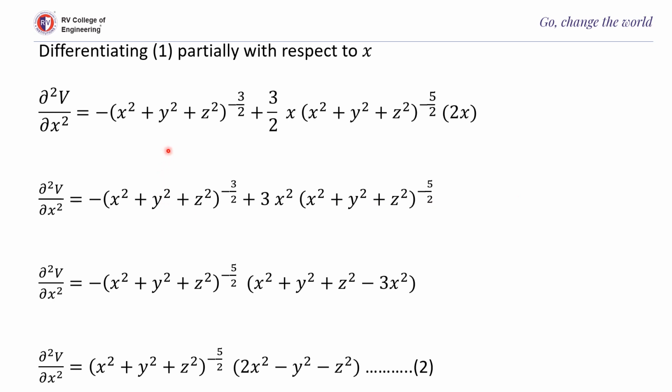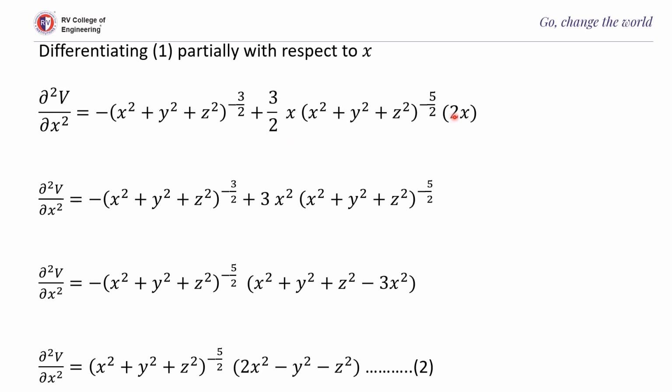Now, if I differentiate equation 1 again with respect to x, then I get ∂²v/∂x². Here it will be the product rule, because in ∂v/∂x I had x times the function, so it's the product of two functions. So apply the product rule and differentiate. It is the first function into the differentiation of the second plus the second function into the differentiation of the first. When I simplify, it will be −(x² + y² + z²) raised to the power −3/2.